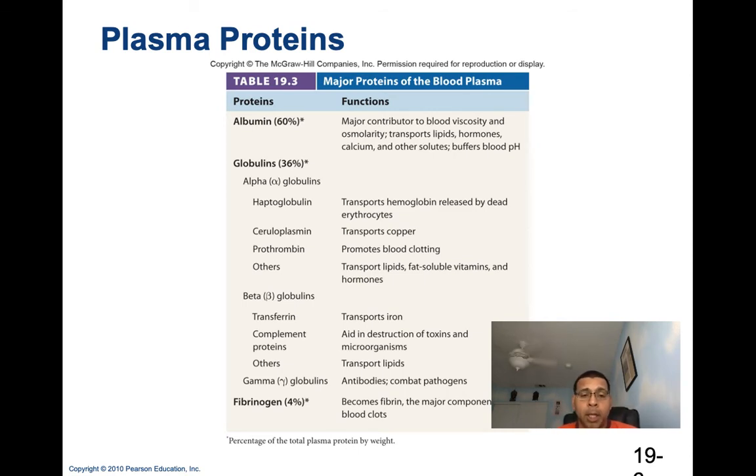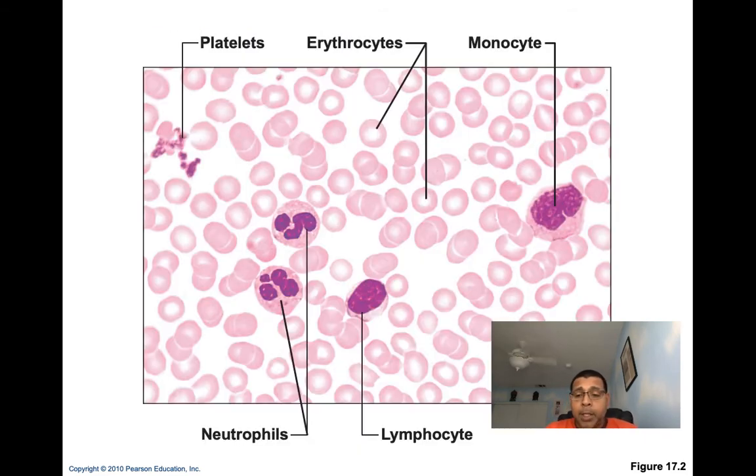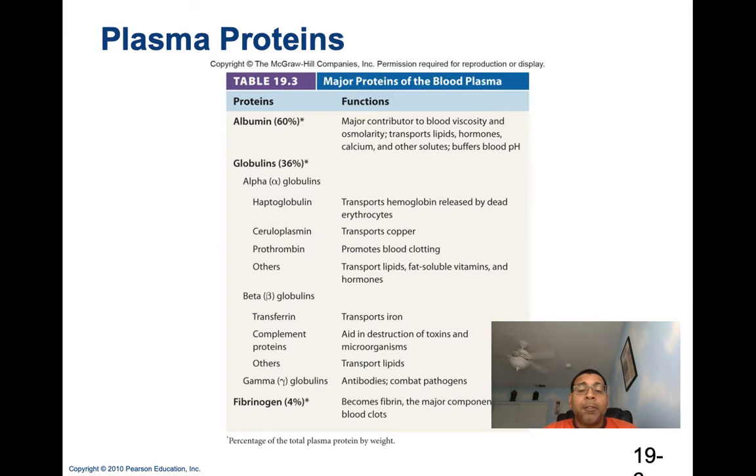Fibrinogen, another protein. Fibrinogen makes up about 4% of our plasma proteins. And you'll see fibrinogen is going to form fibrin threads that will be involved with blood clotting, that are going to help clot blood.